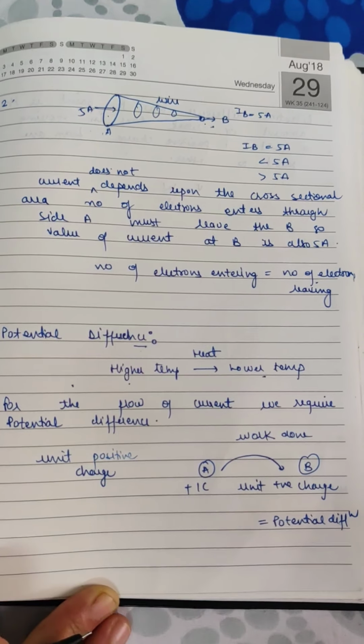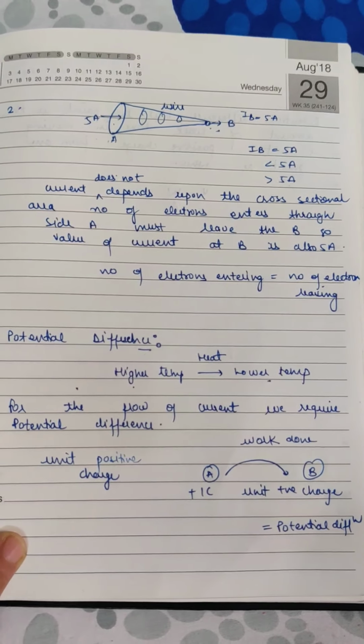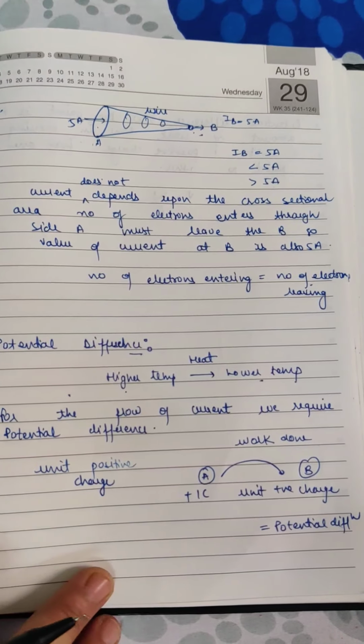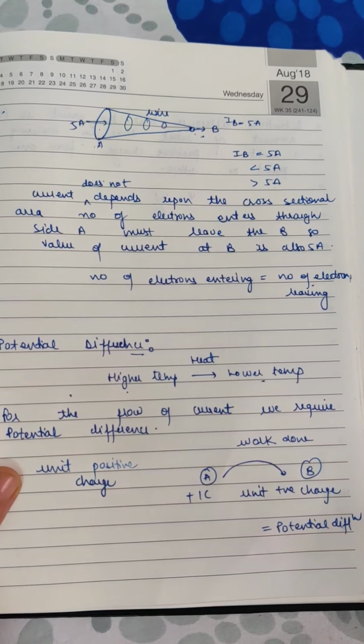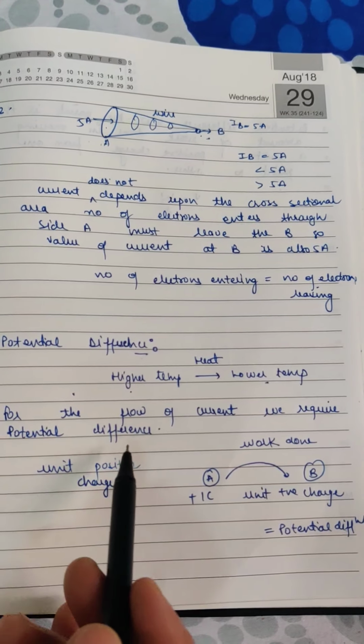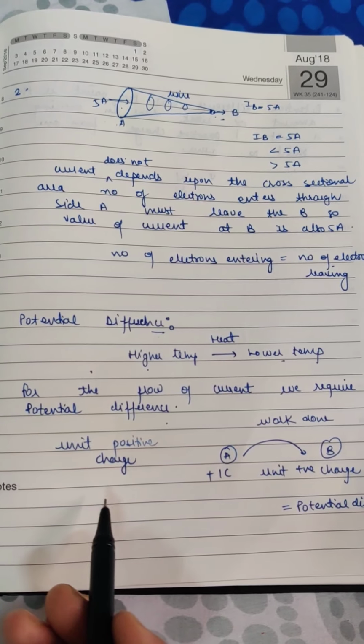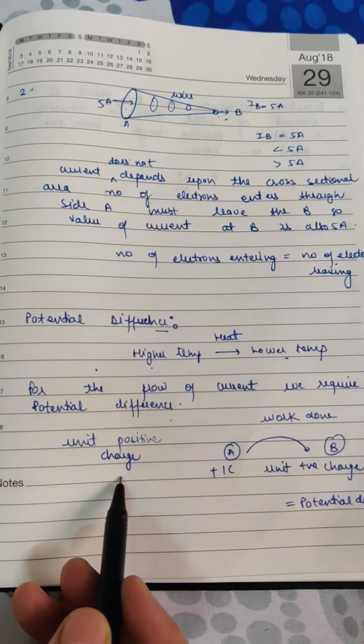Just for example, water flows from high height to low one. If the height remains the same, water doesn't flow. In the same manner, potential difference is required. So for the flow of current, we require what? Potential difference.